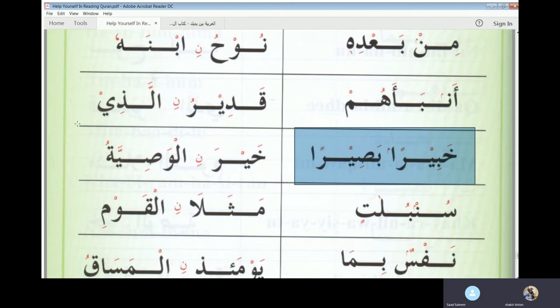Okay, khabiram basiran. Okay, read again. Khabiram basiran. This is ya madda here, so you better elongate it. Khabiram basiran.